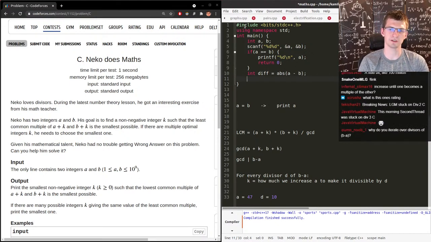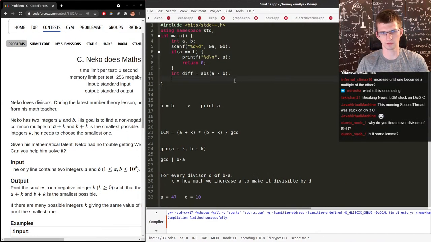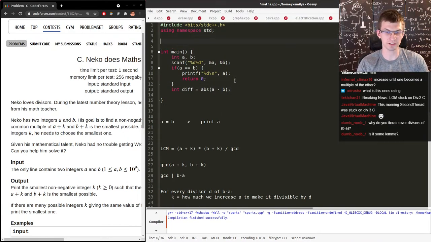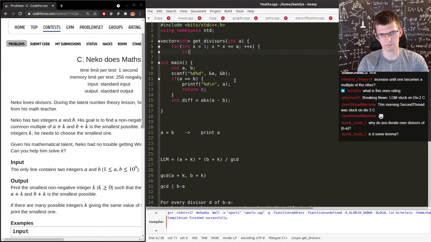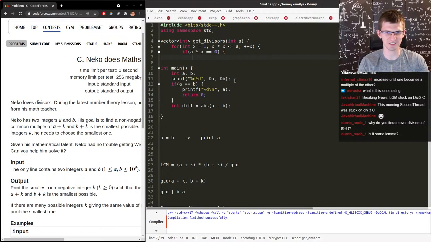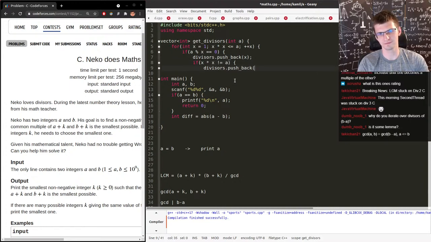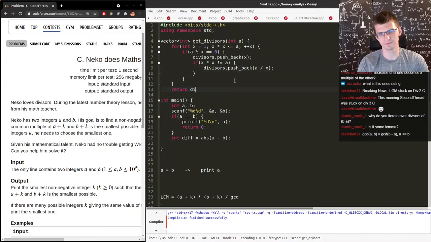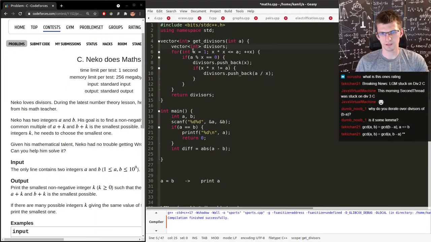We don't know if B is bigger than A, hence absolute value. Now for all the divisors of that, to improve the readability of this code a little bit, I will make a function for it. I almost messed up finding divisors of a number. Iterate up to square root. If divisible, then this is a divisor and the opposite also a divisor. Cool.